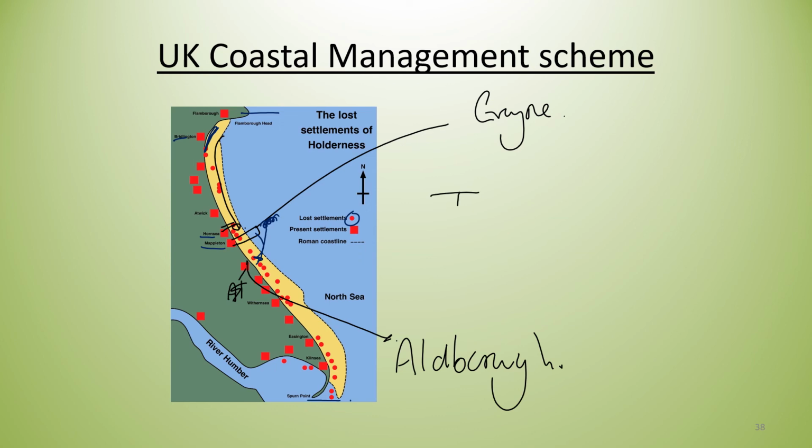We call this the terminal groin effect, and that is causing conflict along the Holderness coastline because some people want it protected, but some people cannot afford it. And that is then the deliberation, do you build groins or don't you?